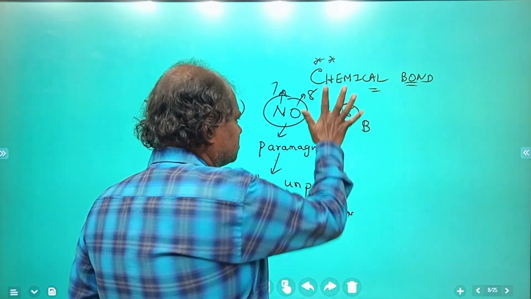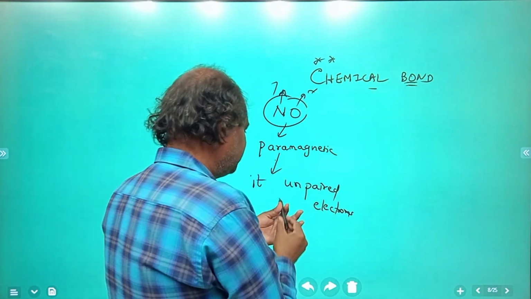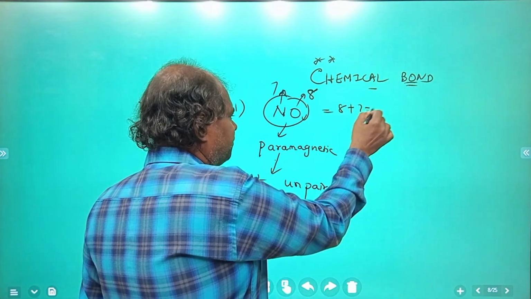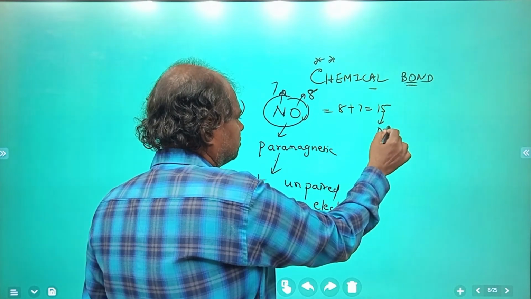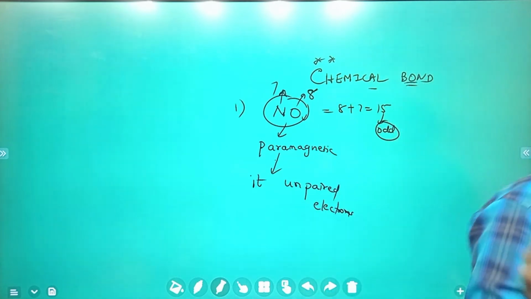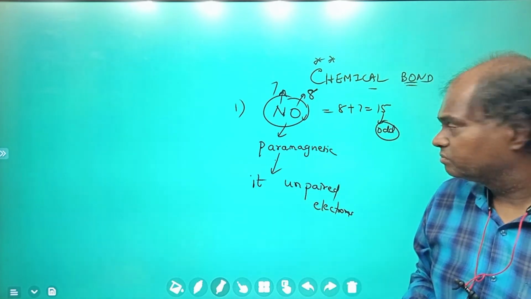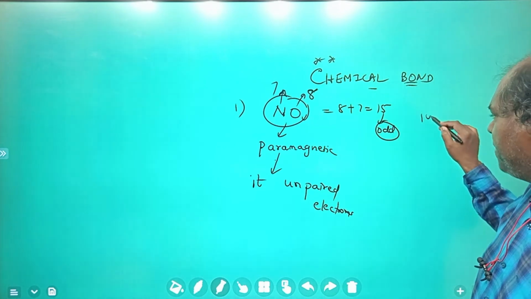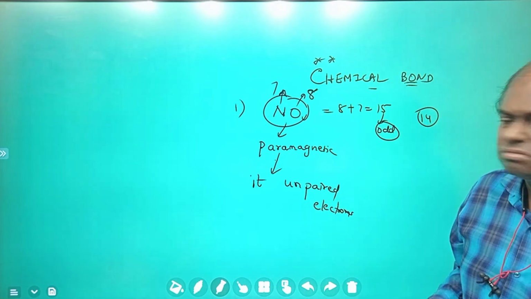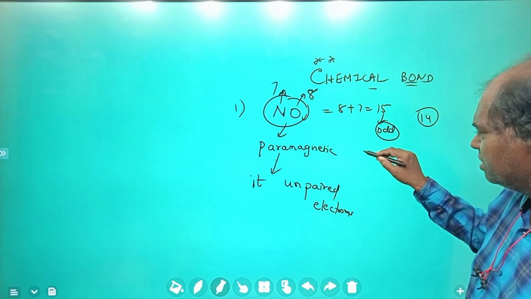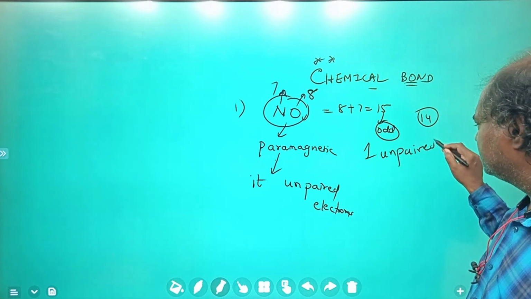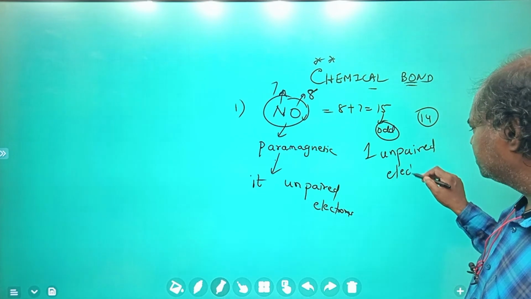Now 15, students, is an odd number. Whenever you have an odd number of electrons, please remember, it will have an unpaired electron. In this 15, 14 will be paired, so you will have one odd electron. One unpaired electron it will have. That is how you decide, and this is an easy way of deciding.